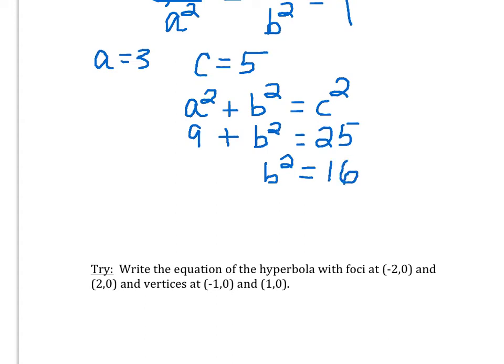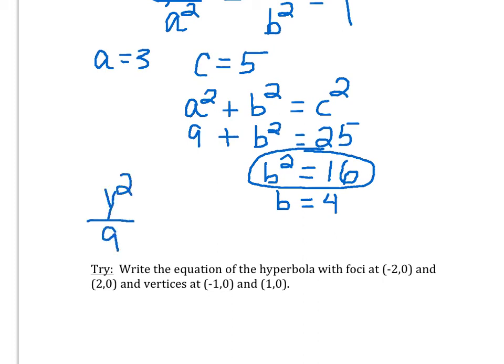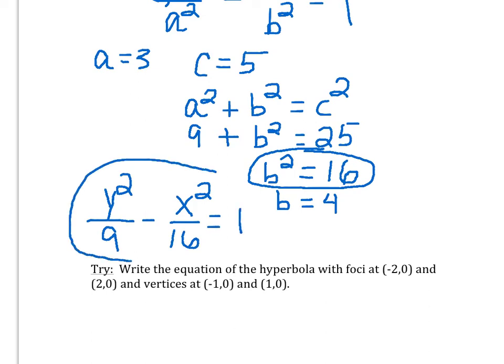So therefore b does equal 4, but we really only need to know what b squared is. So b squared is 16. We know what a squared is, so we are done. So our final answer is y squared over 9 minus x squared over 16 equals 1. Done.